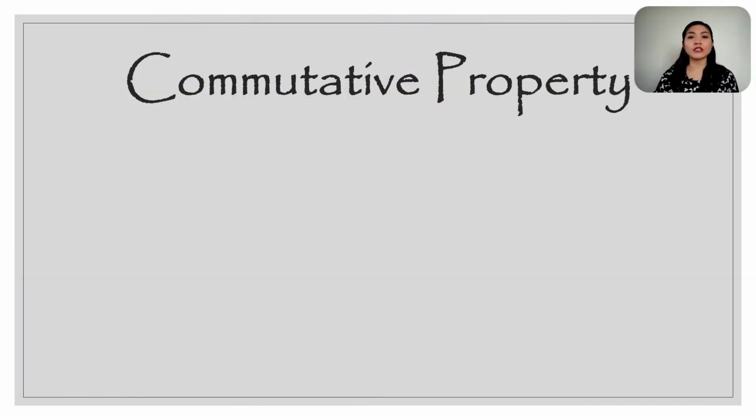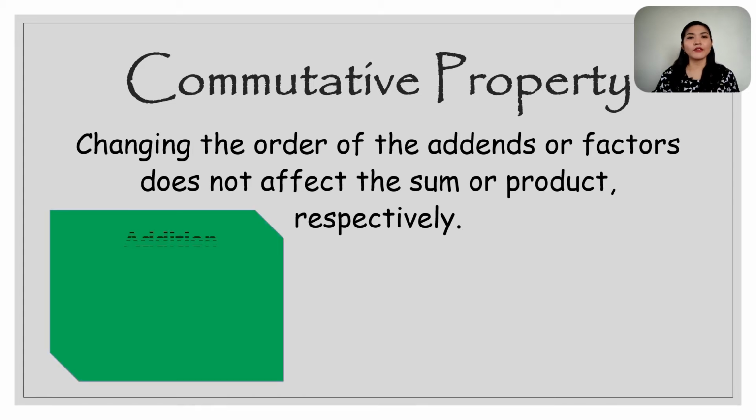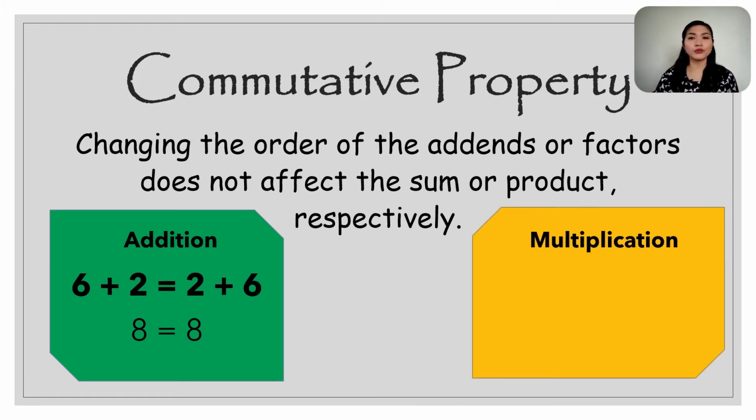The next property is the commutative property. Changing the order of the addends or factors does not affect the sum or product respectively. For example, we have 6 plus 2 equals 2 plus 6. What makes this equation true? We all know that 6 plus 2 is equal to 8 and that 2 plus 6 is also 8. Thus, 6 plus 2 really is the same as 2 plus 6.